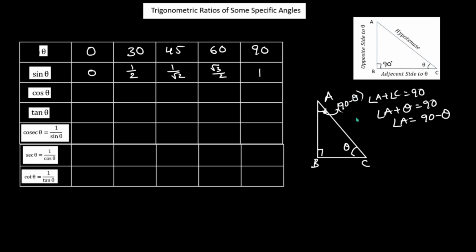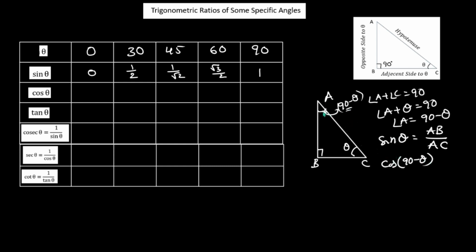Now, if you write sine for this angle, sine theta, what is sine theta? It's the opposite side by the hypotenuse. The opposite side is AB, divided by the hypotenuse AC. Now, if you write cos for the other angle, cos 90 minus theta.